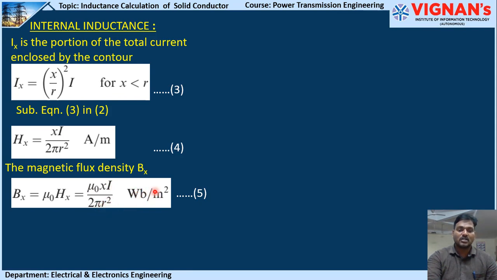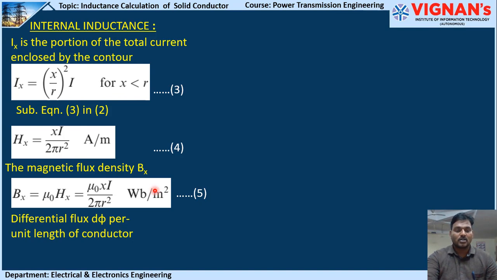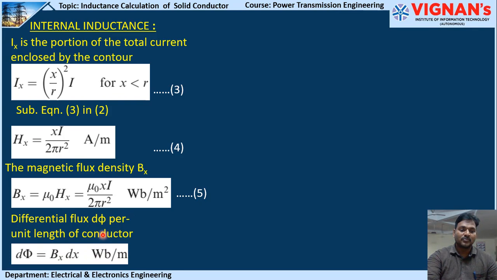The unit of flux density is Weber per meter square. Now the differential flux is nothing but the product of flux density into area. d phi is equal to B into area. Here the area of the element is dx into length. Length we have taken as 1 meter. Therefore the flux per unit length will be equal to Bx into dx. So d phi is equal to Bx into dx. The unit of flux is Webers, but we are taking flux per unit length. Therefore, we have to write Weber per meter. Take this as equation number 6.